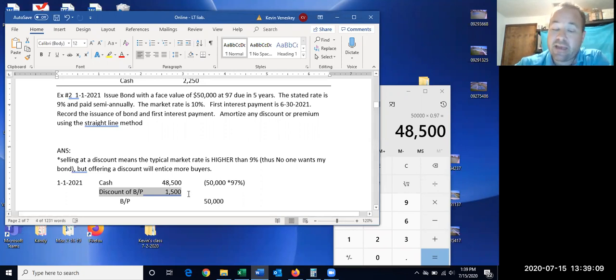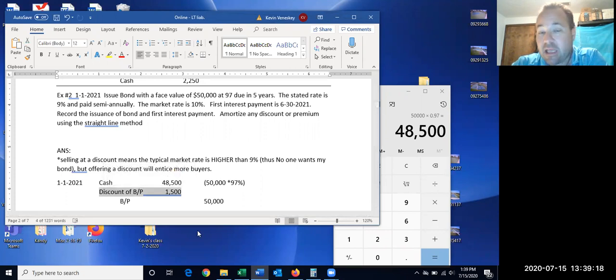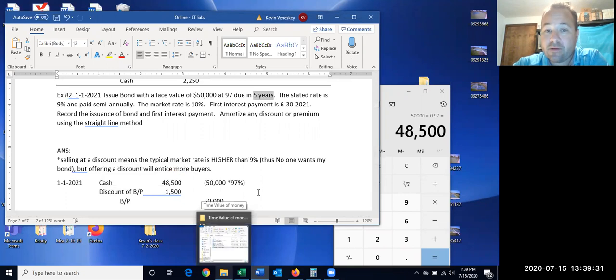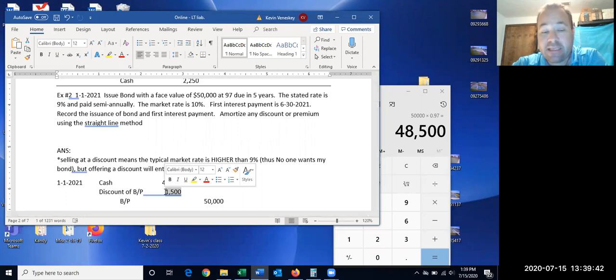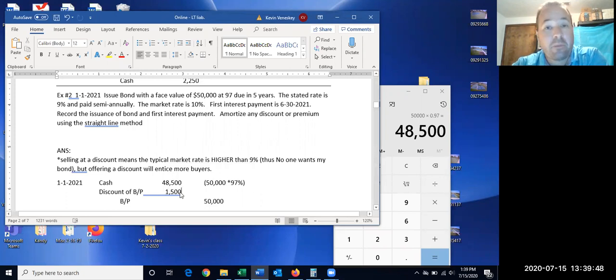So what I'm going to be doing now, when I get down to 6/30 to pay my first interest payment, I'm going to begin to take away, I'm going to amortize over the straight line method. That's what the problem tells us to do here. We're going to straight line it, determining how many payments I'm going to have. Well, if I pay semi-annually and I pay it over 5 years, that's 10 payments. So I need to break this down equally into 10 parts and get rid of my discount a little bit at a time. I don't want to get rid of all $1,500 when I pay off the bond.